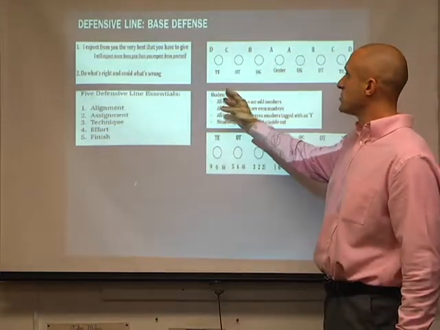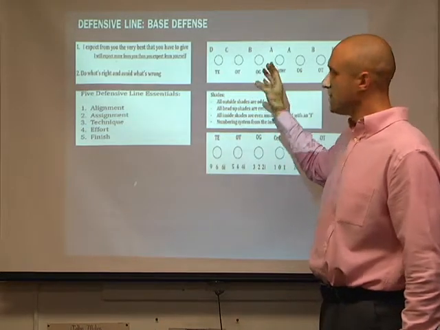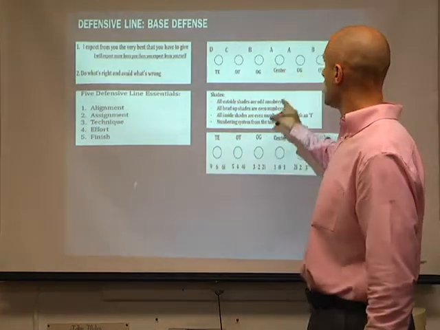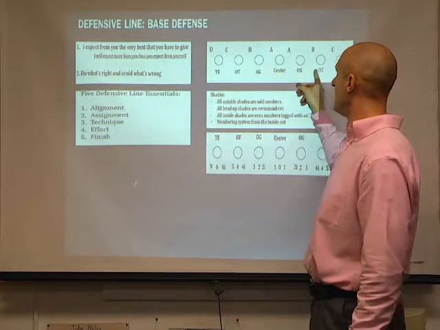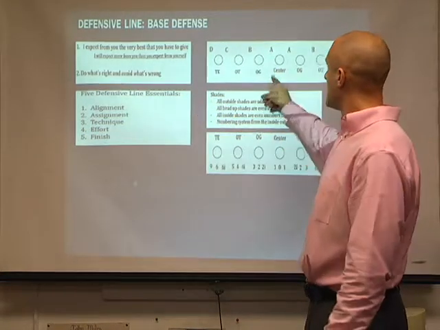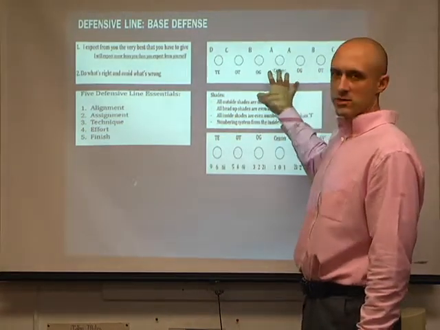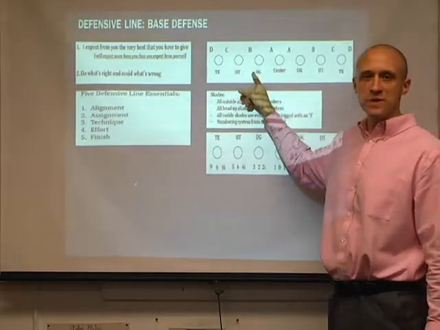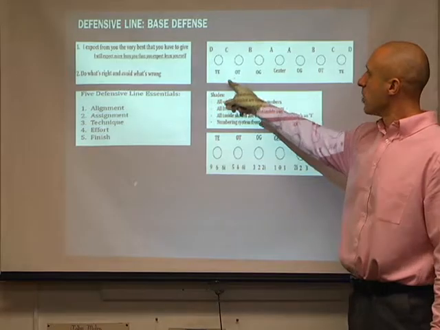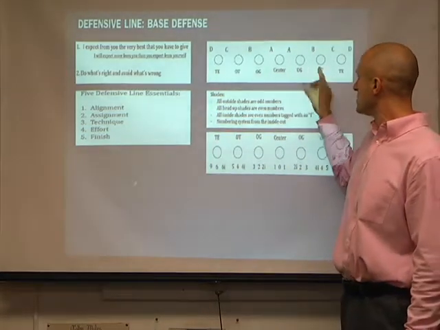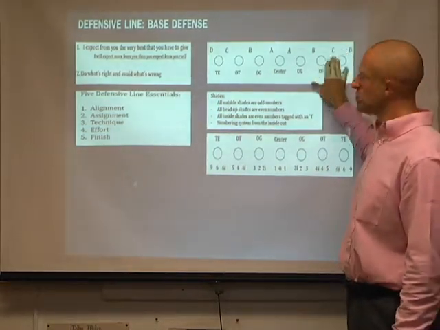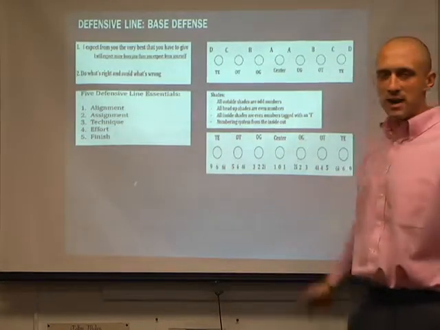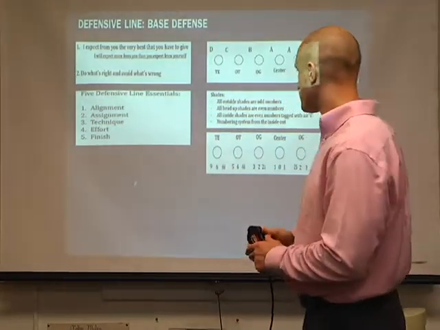First thing that we have to understand is what the gaps are. So we letter gaps from inside out, A through D. The gap between the center and the guard on either side is the A gap. The gap between the guard and the tackle is the B gap on either side. The gap between the tight end and the tackle is the C gap. Even if there's no tight end there, it's still the C gap. And then outside the tight ends are the D gap.